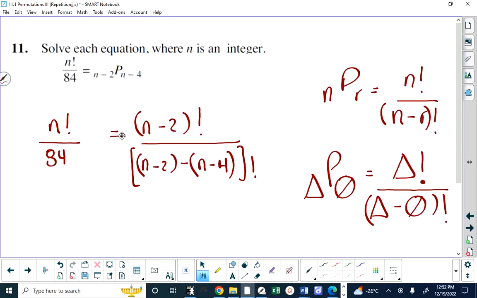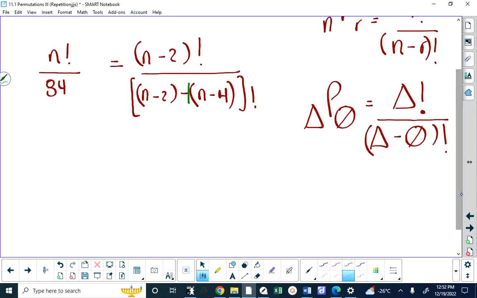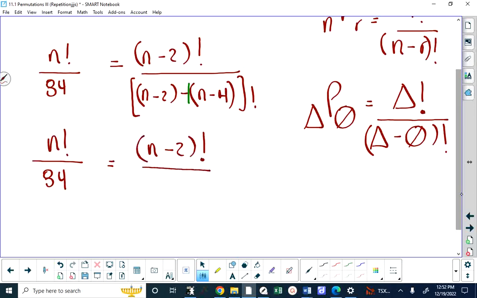So let's deal with the big clunky thing in brackets. What is n minus 2 minus n minus 4? And there are a number of ways to do this. Some of you might take that negative 1 in front of the brackets and multiply it through. I would personally just say this n minus this n is 0, and negative 2 minus negative 4 is 2. So now we're left with this. n factorial over 84 is equal to n minus 2 factorial over 2 factorial. And I'm aware, and you're aware, 2 factorial is 2. But I wanted to write 2 factorial because there is a factorial there. We can drop it in a minute.